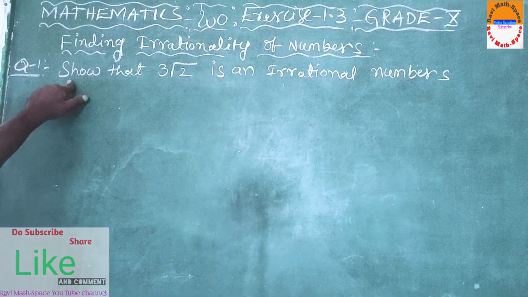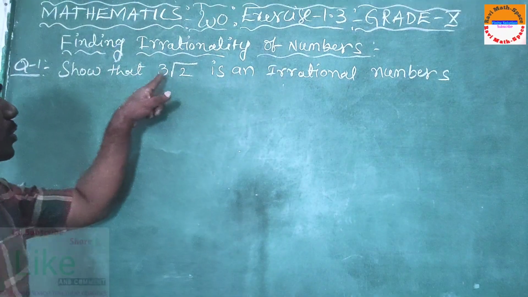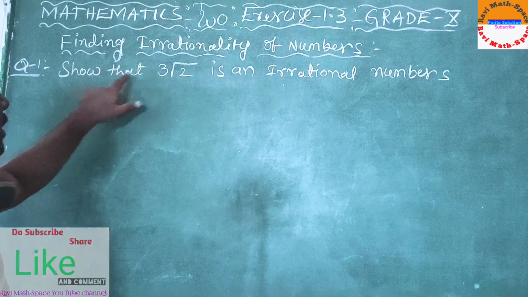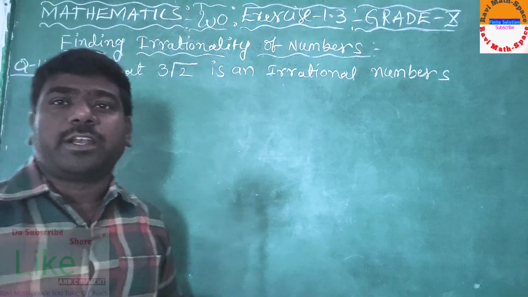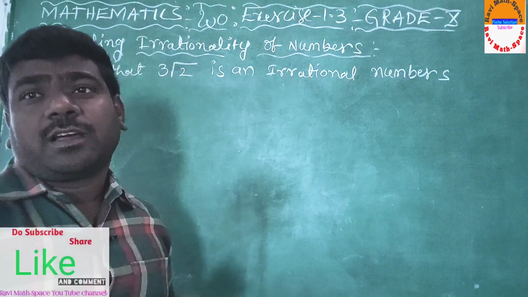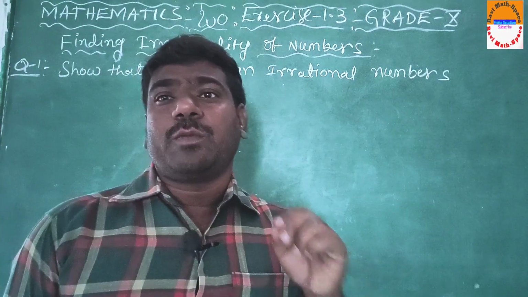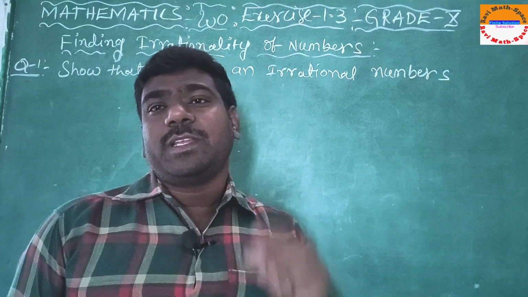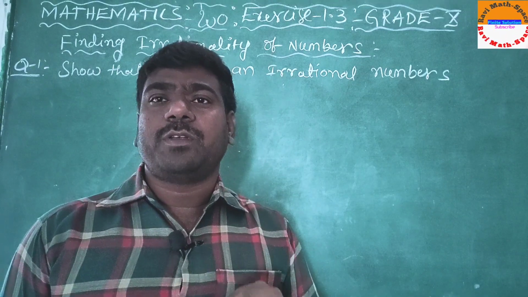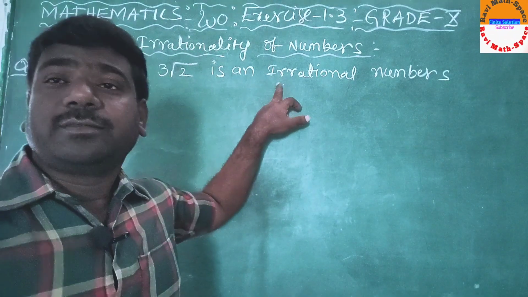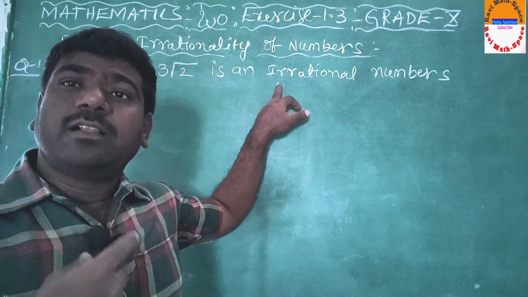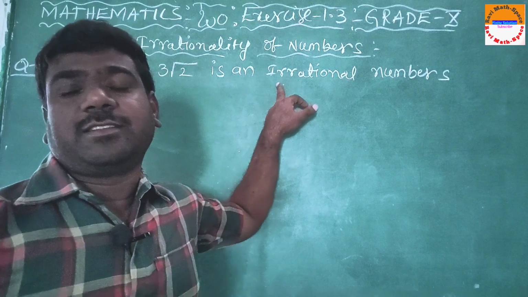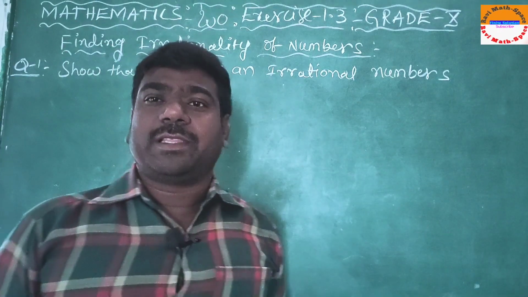What is the next problem here? Show that 3 root 2 is an irrational number. Already we know that irrationality we can prove by using the contradiction method. What is the meaning of the contradiction method? Very simple. Whatever is given in the question definition, we are going to take exactly the opposite of that definition. That is called the contradiction method.